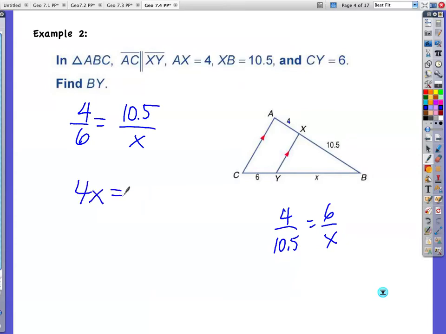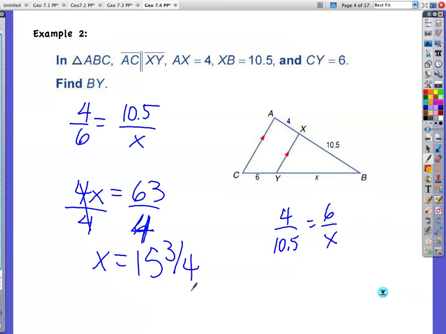4x equals, is that 63? 10.5 times 6. I better just double check. 10.5 times 6 is 63. Divide both sides by 4. And I wrote down a 6, but I really mean a 4. 4 goes into 6 once. I got 2 left over, so 23. So I got 15 and 3/4, or you could say 15.75.